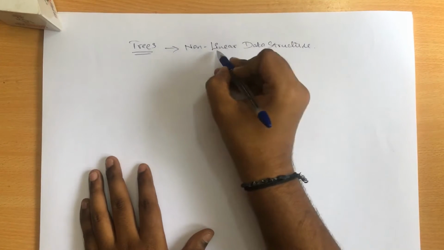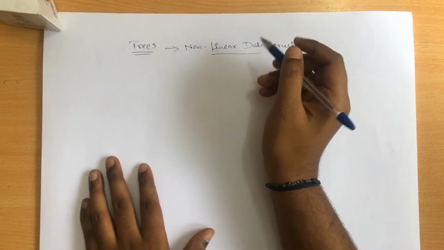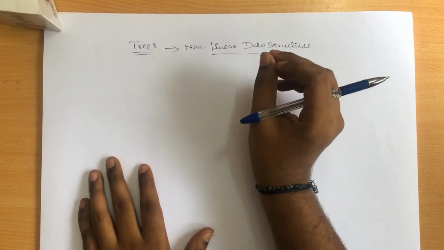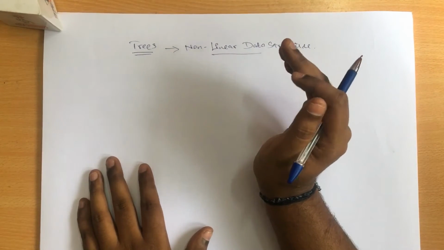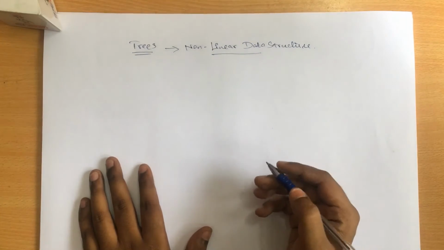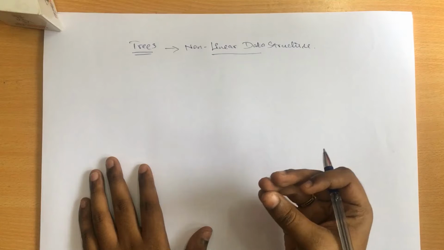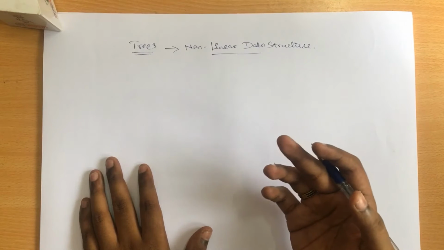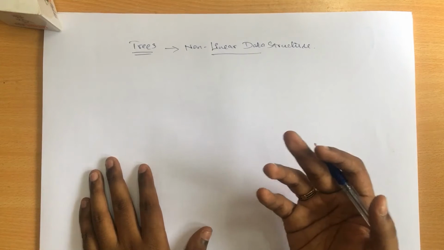Then what exactly is a linear data structure? A linear data structure has a specific arrangement. For example, it may be in the arrangement of rows or of columns. The best examples are stack, queue, linked list, and arrays. So these are all examples of a linear data structure.